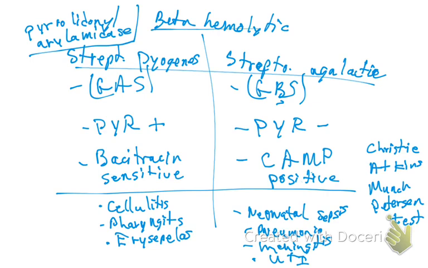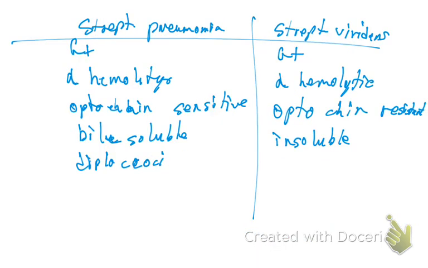But what about the alpha hemolytic? We didn't mention the diseases. Just come back, because in the classification we started with beta hemolytic. Now let's come back to Streptococcus pneumoniae. Those are the alpha hemolytic. So what are the diseases?